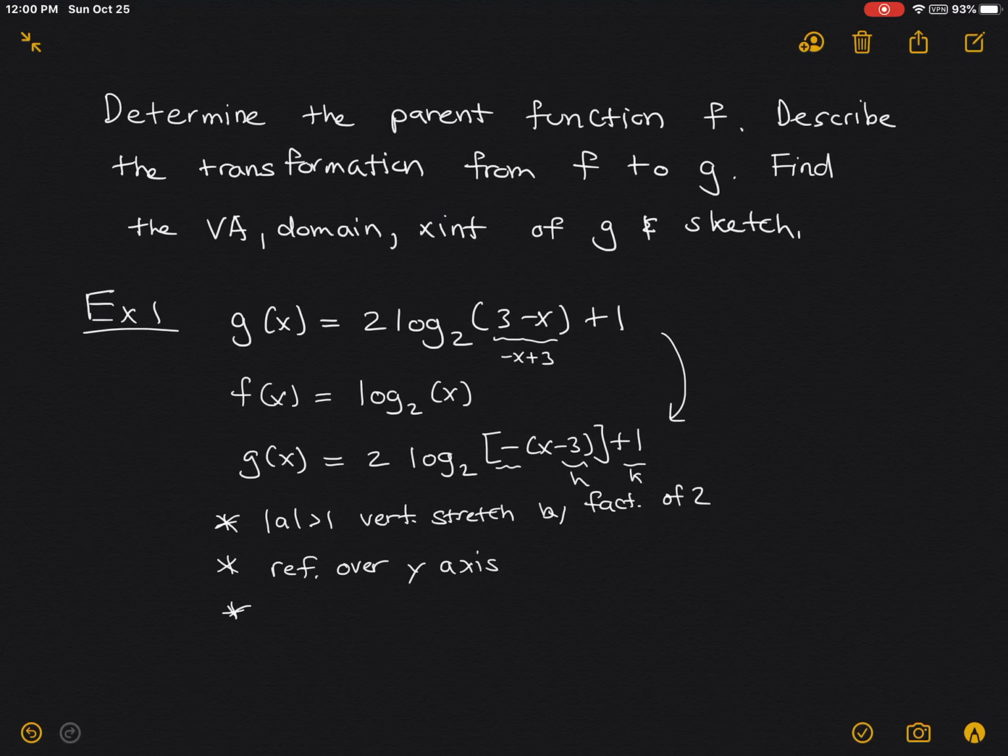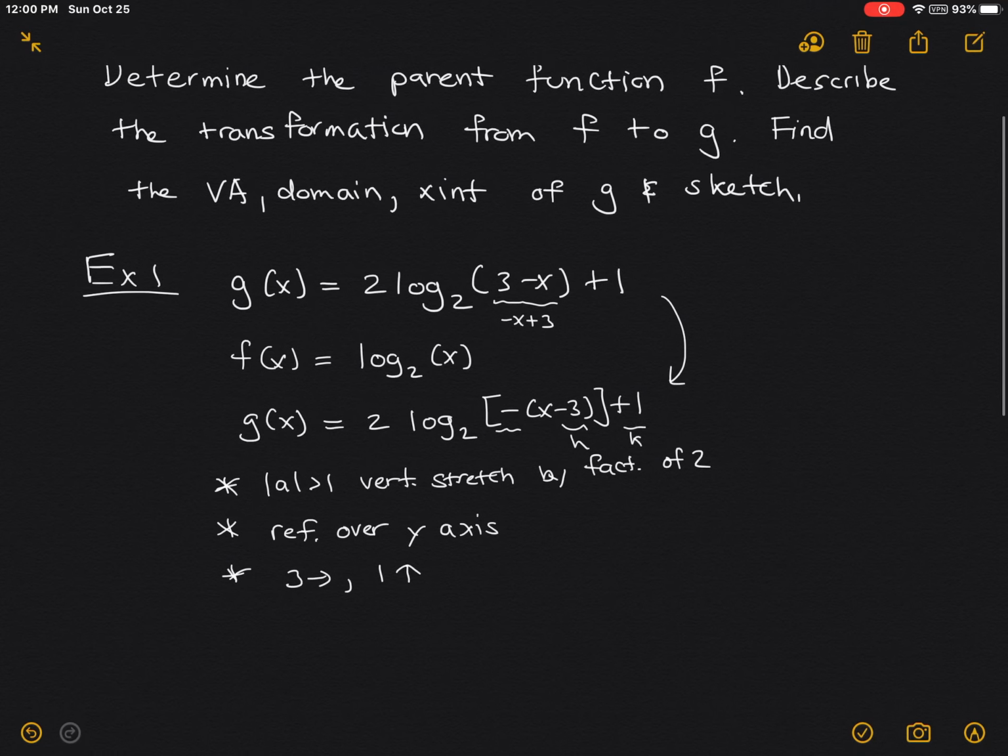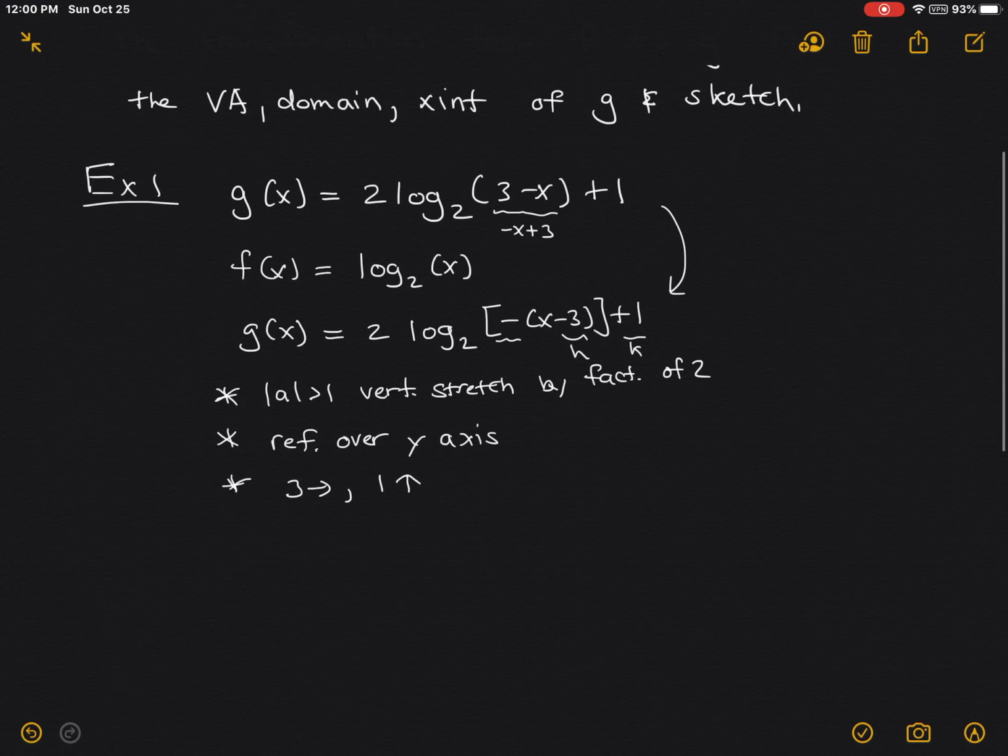And, of course, this is your h. This is your k. You're shifted 3 units to the right and 1 unit up. All right, so that answers the first part: how's the transformation from f to g completed?